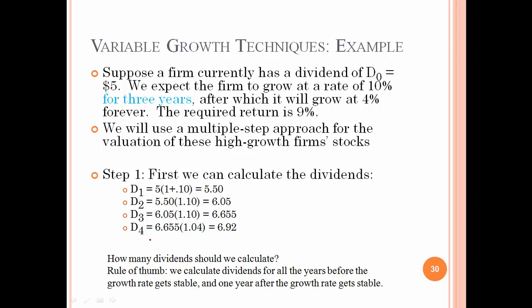So should we go on to calculate D5, D6, D7? Actually, that would not be necessary. How many dividends should we calculate? Usually we say we calculate dividends for all the years before the growth rate gets stable. So all the first 3 years, and then 1 year after the growth rate gets stable. Remember again, in this example, the growth rate gets stable after year 3. So we calculate the dividend for the first 3 years, and then 1 year after the growth rate gets stable. So we got D1, D2, D3, D4.